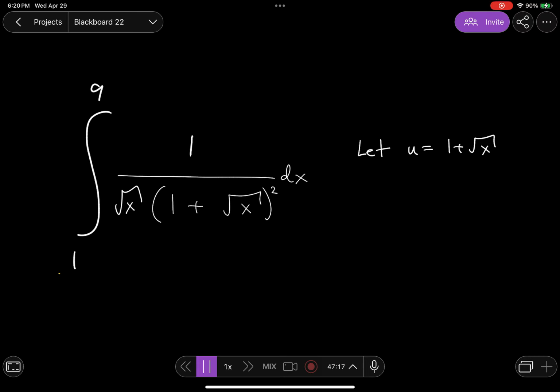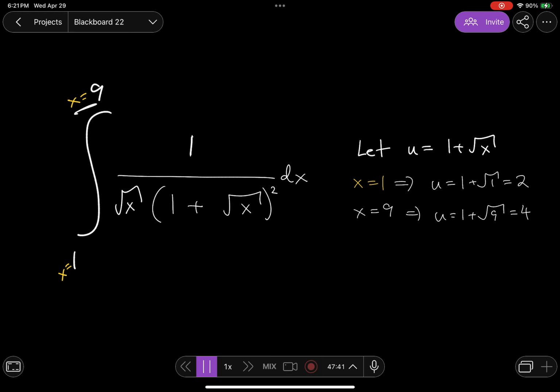Notice these are both bounds with respect to x. So if x is equal to 1, I think that implies that u is the same thing as 1 plus the square root of 1, which is the same thing as 2. If x is equal to 9, then I think that tells me that u is the same thing as 1 plus the square root of 9, which is the same thing as 4.